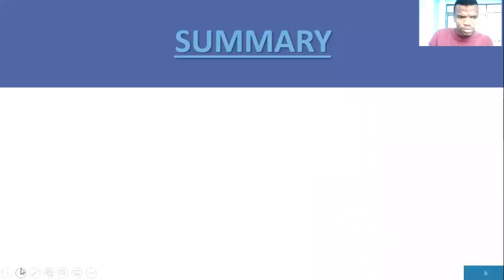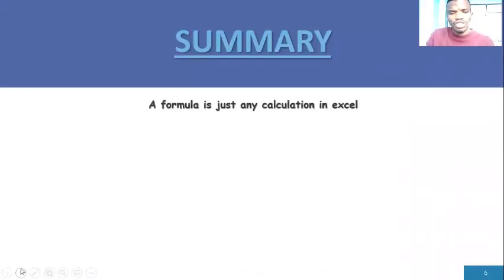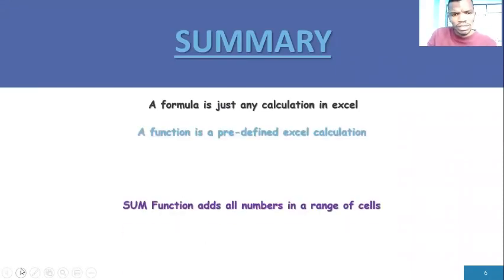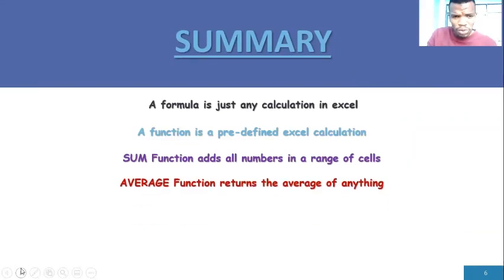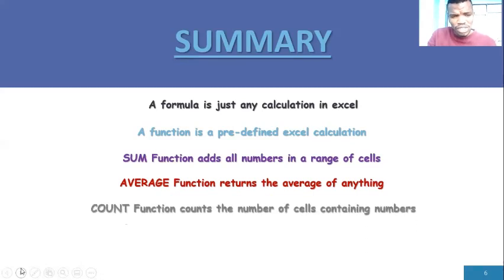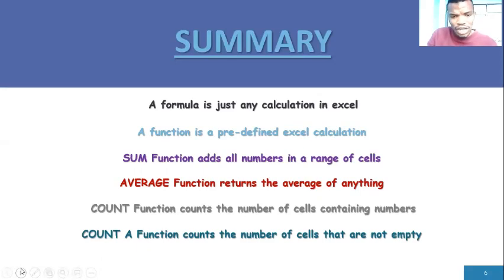Summary. We said the formula is just any calculation in Excel, and we said the function is a predefined Excel calculation. We also said the sum function adds all numbers in a range of cells. We said the average function returns the average of its arguments. We also said the count function counts the number of cells containing numbers. The count A function counts the number of cells that are not empty.